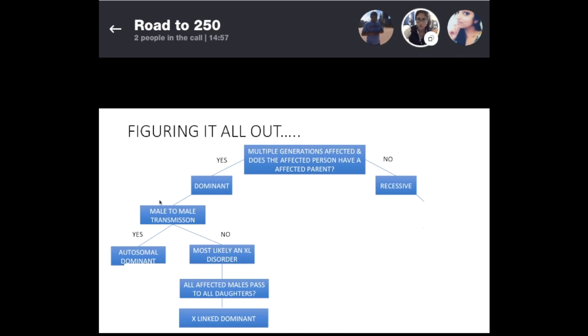So I guess it's like an additional thing to reconfirm. And if you see that all males are passing on to daughters, it's also going to reiterate the fact that it cannot be autosomal dominant.